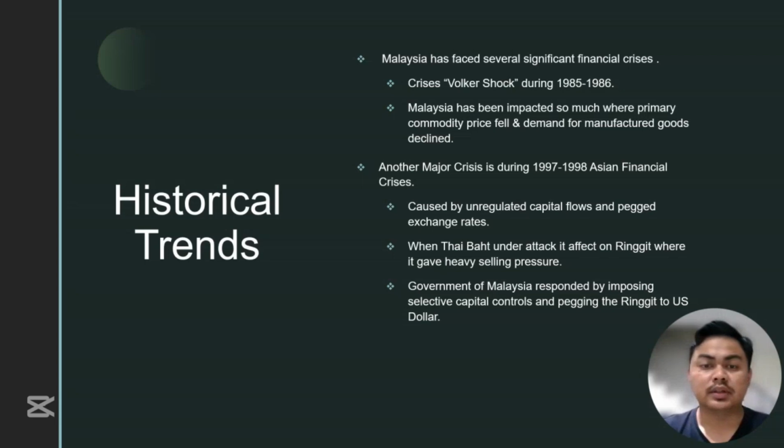So, Malaysia has faced several significant financial crises over the years, each with its unique causes and impact. One of the earliest crises occurred in 1985 to 1986, which was triggered by the Volcker shock from the United States, which led to a collapse in world commodity trade. As an exporter nation, Malaysia suffered as primary commodity prices fell and demand for manufactured goods declined.